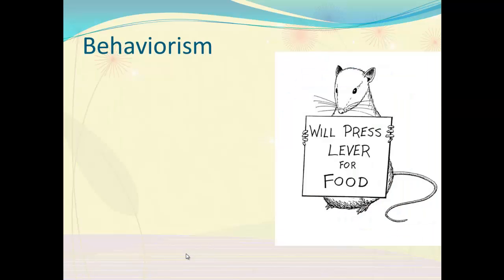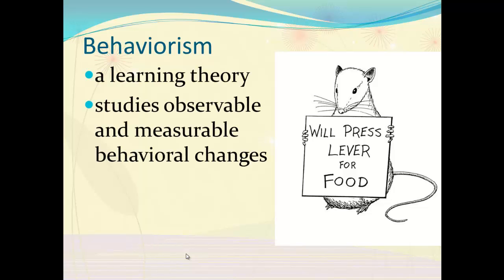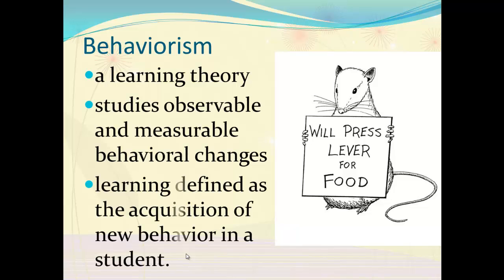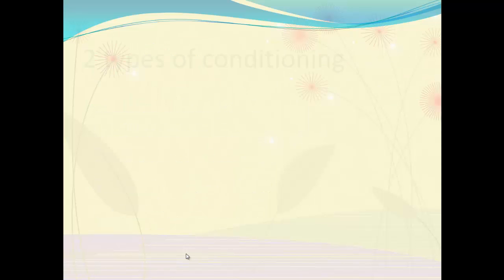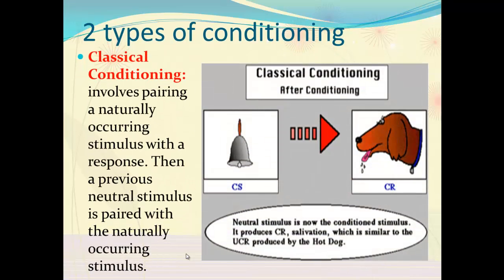What is behaviorism? This is a learning theory which studies observable and measurable behavioral changes. In this theory, learning is defined as the acquisition of new behavior in a student. We have two types of conditioning: classical conditioning and operant conditioning.